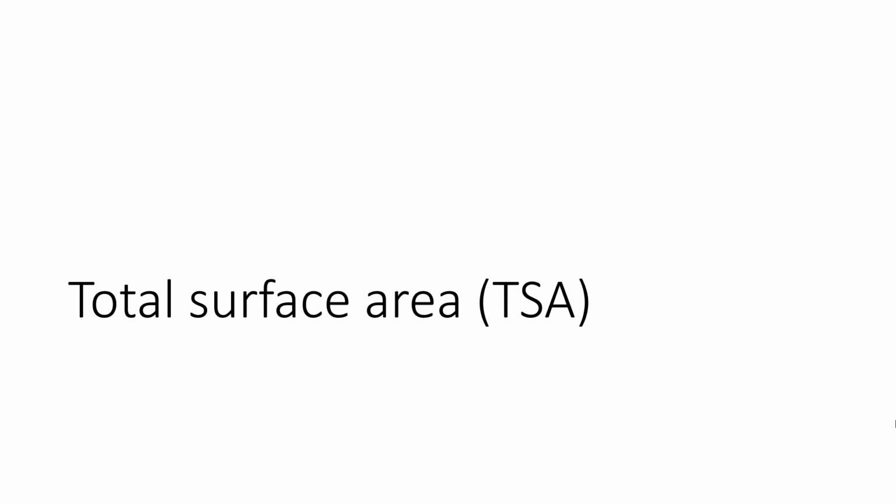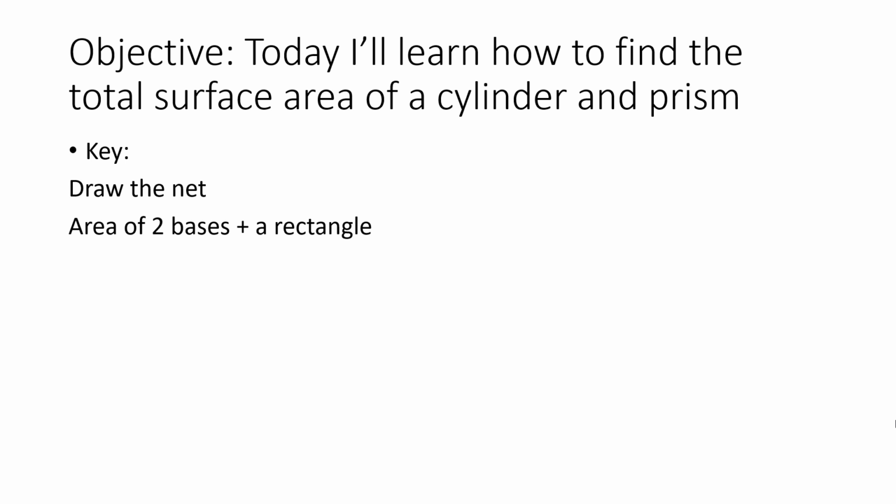So in the previous lesson, we have learned how to find the volume of prism, and before that we have learned how to find the volume of cylinder. Today we are going to learn how to find the total surface area of cylinder as well as prism. So the objective is: today I will learn how to find the total surface area of a cylinder as well as prism.